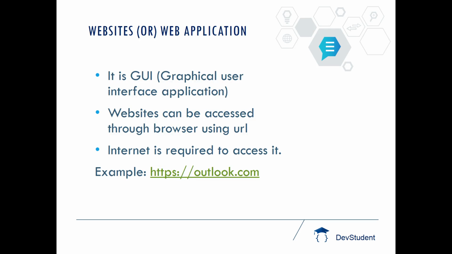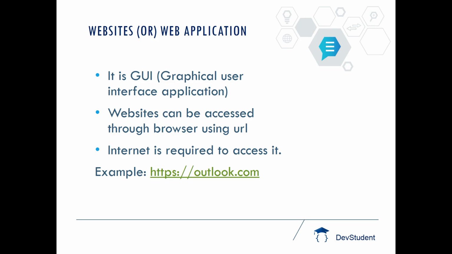And coming to websites, which are widely used in the world, a website is a graphical user interface application. Websites also contain text boxes and buttons like what we have in Windows applications. But we are not going to install websites. Websites can be accessed through a browser using URLs. You have to know the URL of the page so that you can access it, and the internet is required to access them.